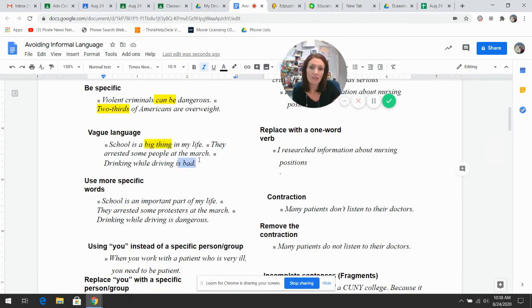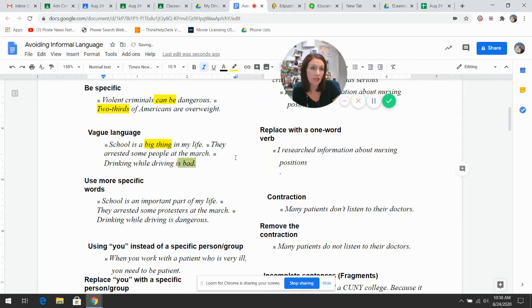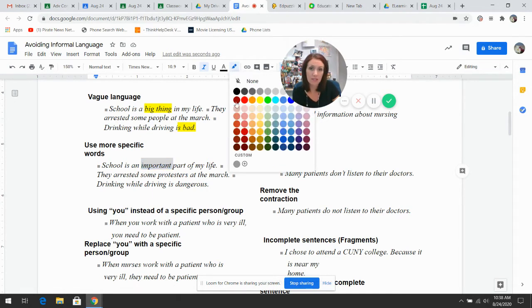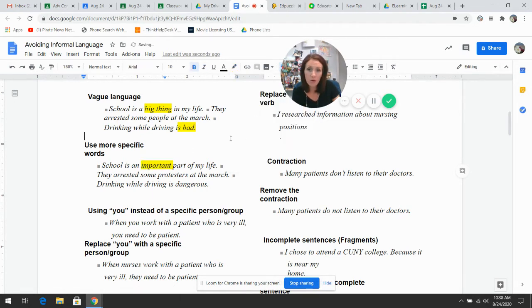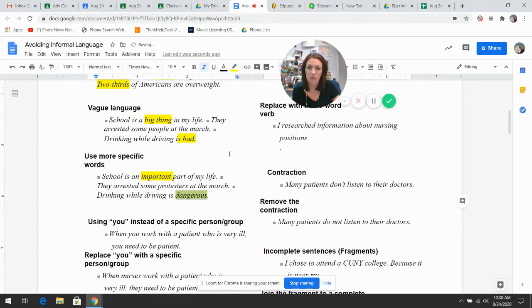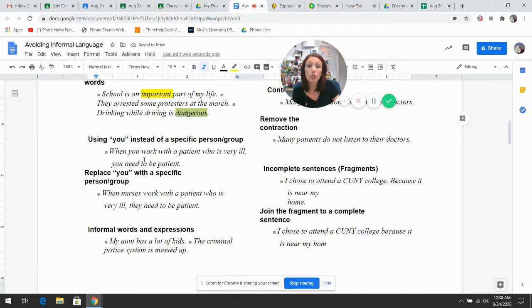Drinking and driving is bad. The word bad is just a low level word. It again goes along with that whole word choice thing. You don't want to say bad, you can change the wording. Down here, it says school is, you simply identify it as an important part of life, or drinking and driving is not just bad, but what type of bad? It is dangerous. I didn't highlight up here, and for that I apologize.